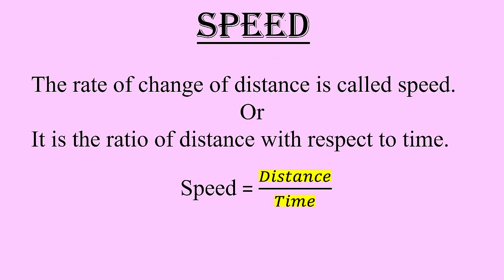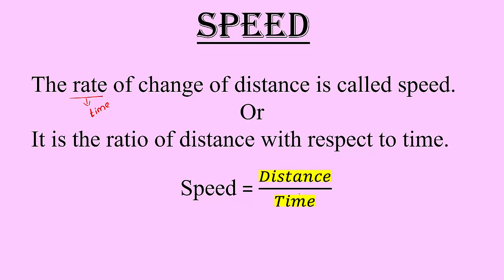Then how to define speed? Speed is the rate of change of distance. So what is the meaning of rate? In physics, rate indicates time. The rate of change of distance is called speed, or we can write it is the ratio of distance with respect to time. And the equation is given by speed equals distance divided by time. So using this equation, we can easily define speed.